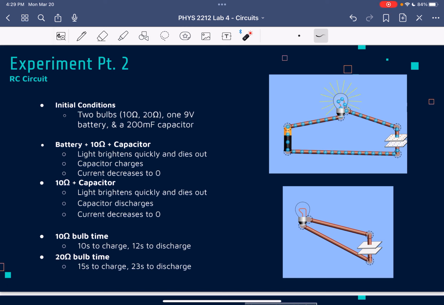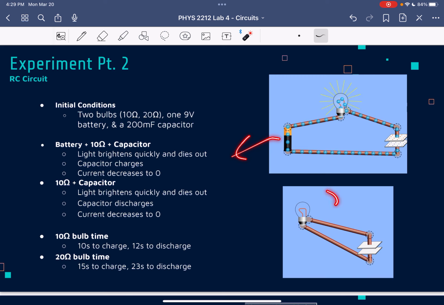So for the second part of the experiment, we explored an RC circuit. So we had two bulbs, 10 ohms and 20 ohms, one 9-volt battery, and a 200 millifarads capacitor. So with the battery, the 10-ohm bulb, and the capacitor, we had the light brighten quickly and die out. The capacitor is being charged and the current decreases to 0.